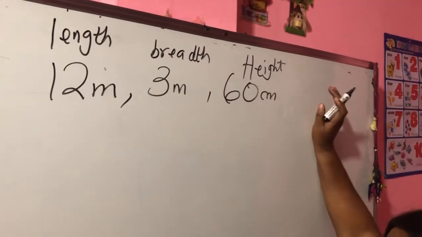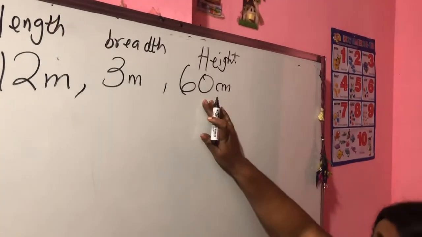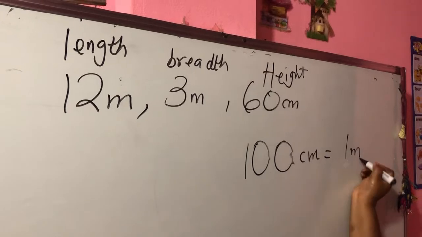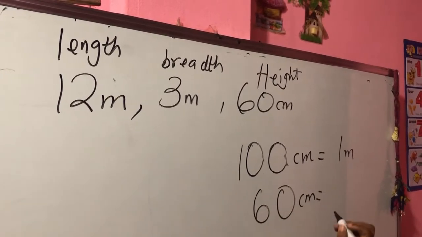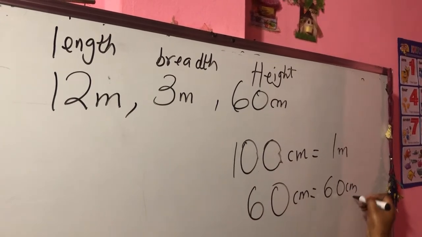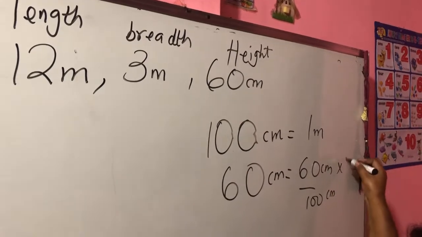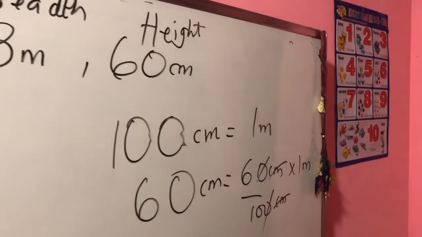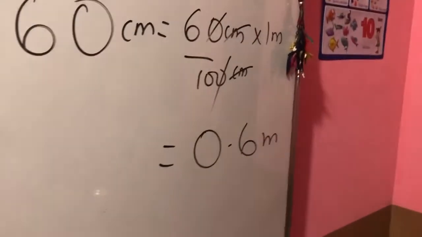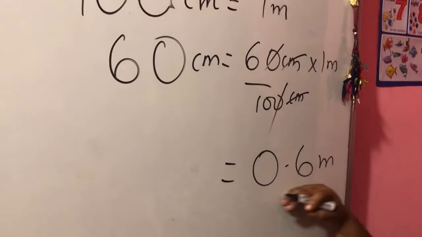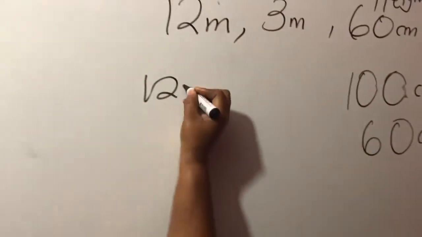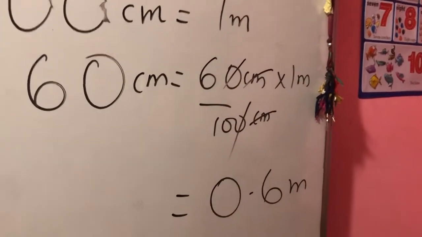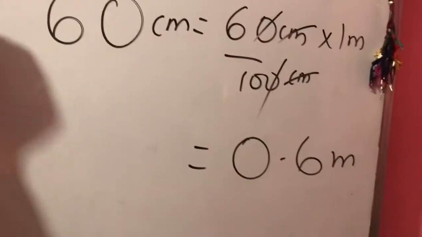So since two of them are in meters, we can easily convert 60 centimeters to meters. And we know that 100 centimeters give us 1 meter. So if we have 60 centimeters, we are finding less, so we divide. We have 60 cm over 100 cm times 1 meter. So cm cancels cm, 0 cancels 0. What do we have? 0.6 meters. Now we can multiply: 12 meters times 3 meters times 0.6 meters. Our answer is 21.6 meters cubed.